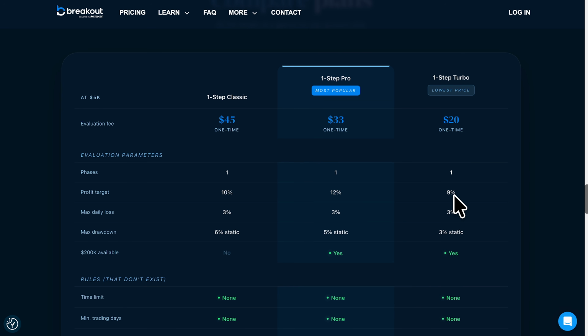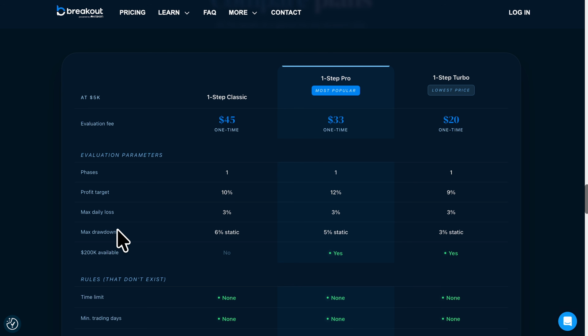It is the same thing for every other account, whether 10K, 50K, or 200K. So for the Classic, again, it's a 10% target. Pro, it is 12%. And then Turbo, it is 9%. Now, for the maximum daily loss, like I said earlier, it is 3% all through. For the 3 accounts, it is 3%.